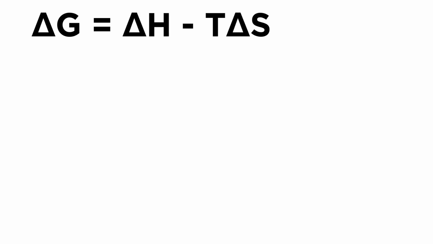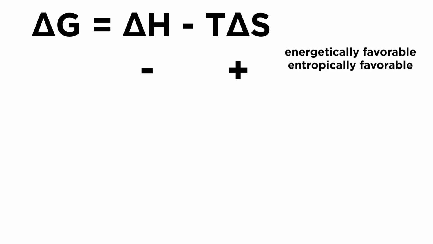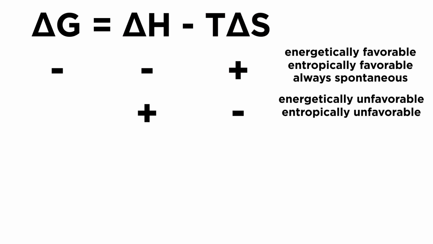both, but not neither. For example, if delta H is negative, which means exothermic and energetically favorable, and delta S is positive, which means an increase in entropy, which is also favorable, a negative minus a positive will always be negative, or spontaneous. If the opposite is true, and both are unfavorable, we have a positive minus a negative, which will always be positive, or non-spontaneous. If only one of the two is favorable, we have to do some math.